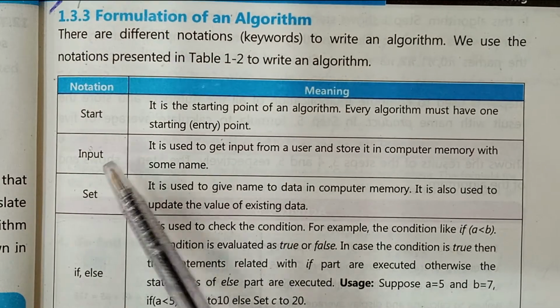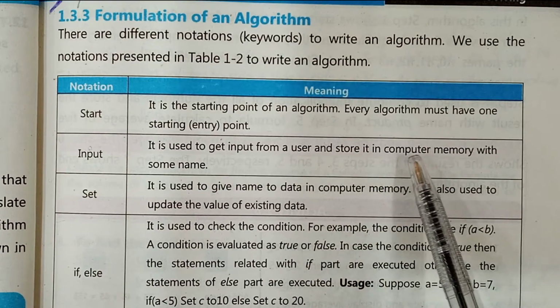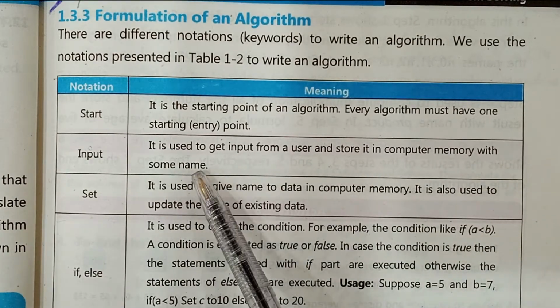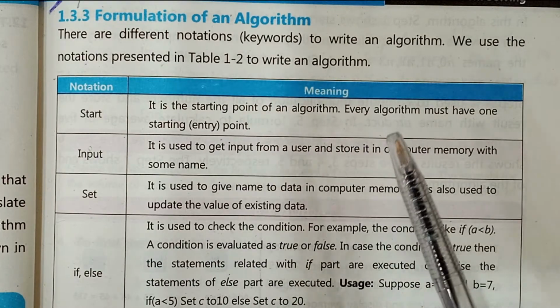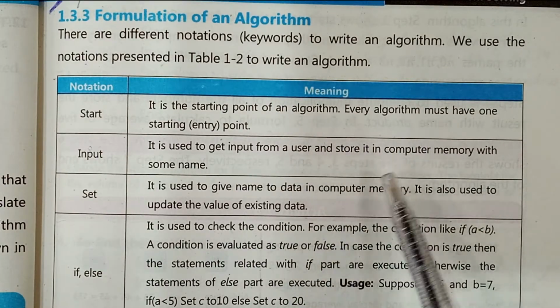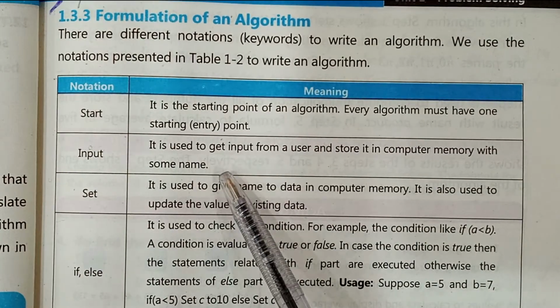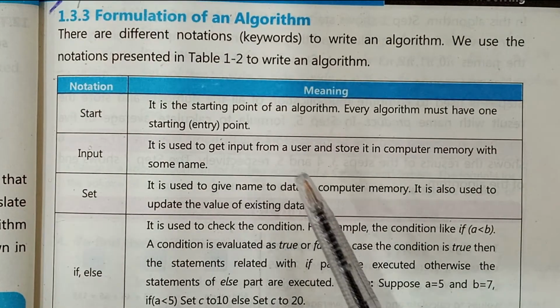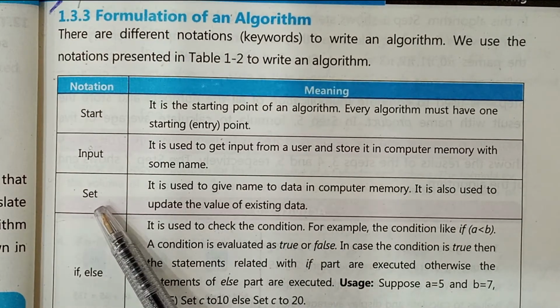Number 2 is input. It is used to get input from a user and store it in computer memory with some name. Students, like in the flowchart, we have to put input a name in the computer memory. Same like in the algorithm, we have some input data that we have to store in the computer memory with some name.